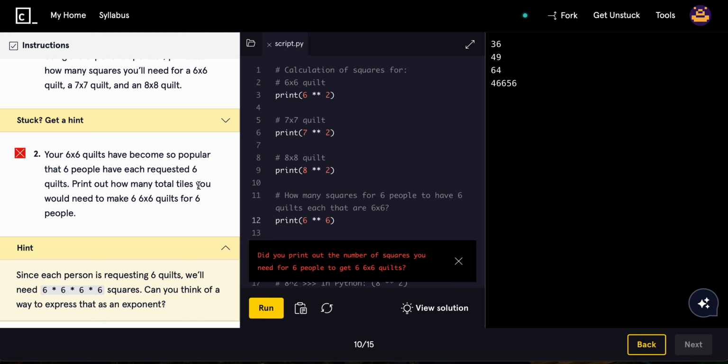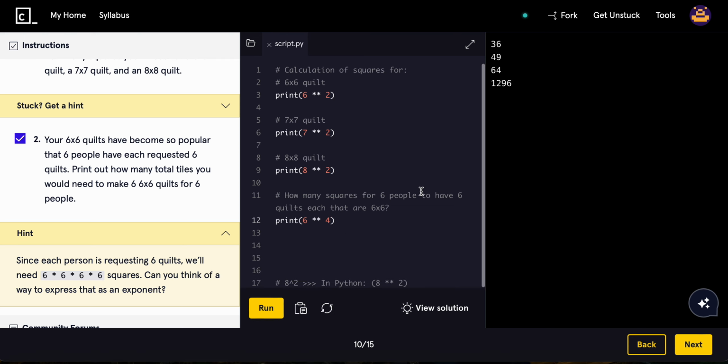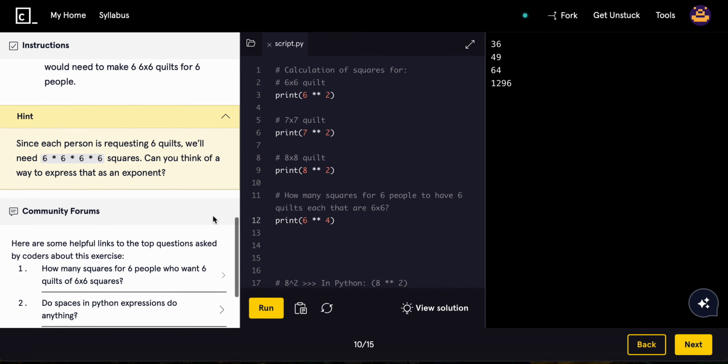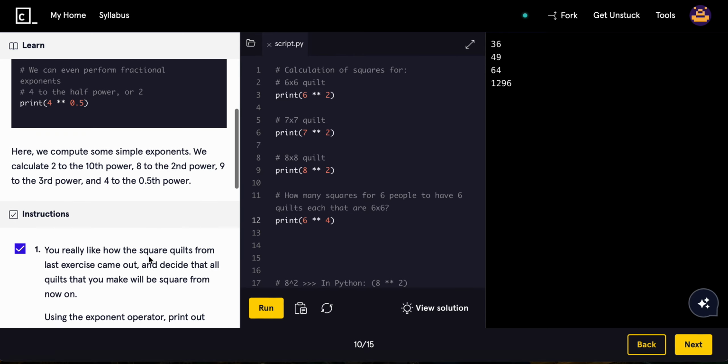Let me get a hint, bro. Okay. Since it's 6 times. Oh, right. Okay, so there's 6 people. You need 6 quilts, and it's 6 by 6. So that's why you would just need 6 times 6 times 6, which is 6 raised to the 4, which then you get this number, 1296.